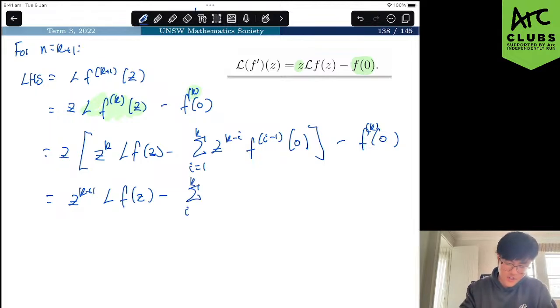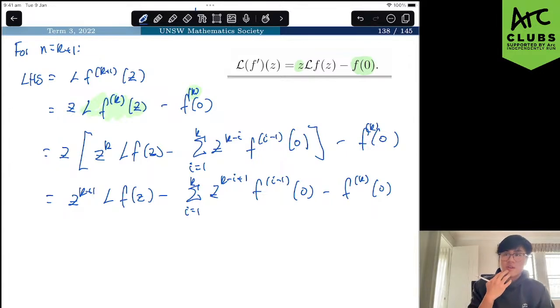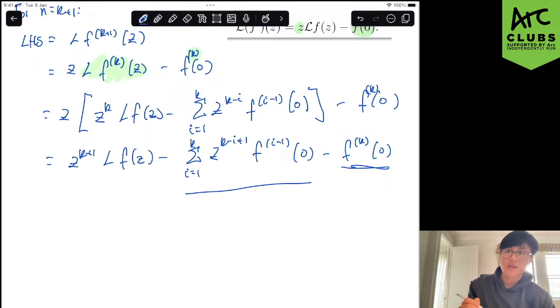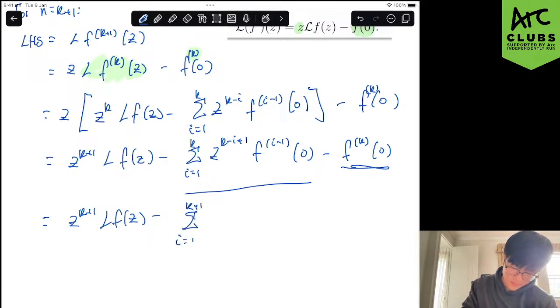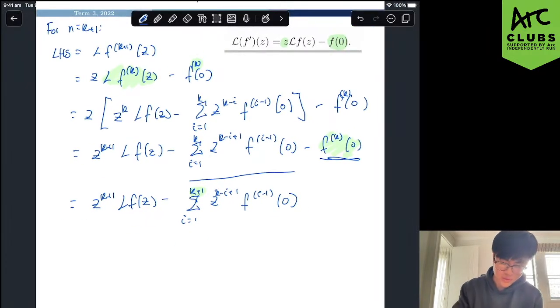Now when we multiply the z into this sum here, we can simply do it as z to the k minus i plus 1, f to the (i minus 1) of 0, minus f to the k of 0. And then now we can just bring this f into this large sum overall. So then that's just equal to this, and note that we just changed the sum up here to include k plus 1 when we bring this f inside it. And that here would equal the right-hand side.